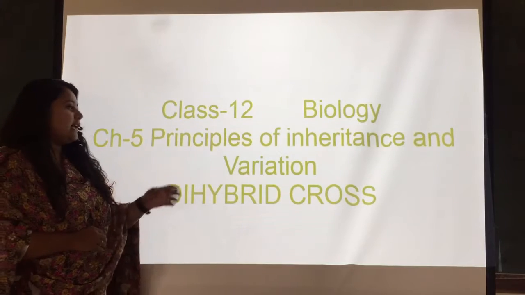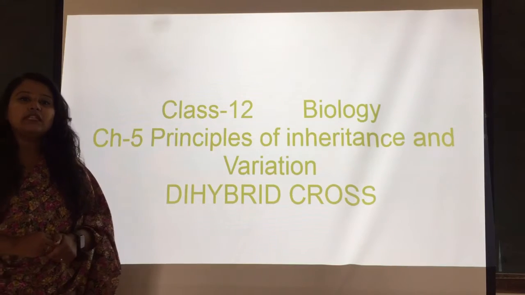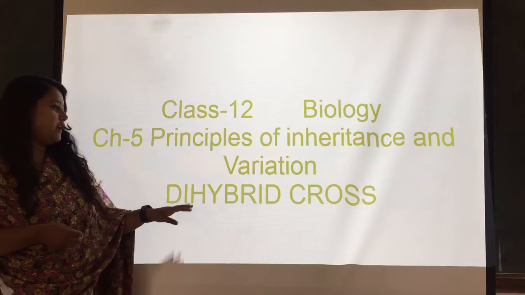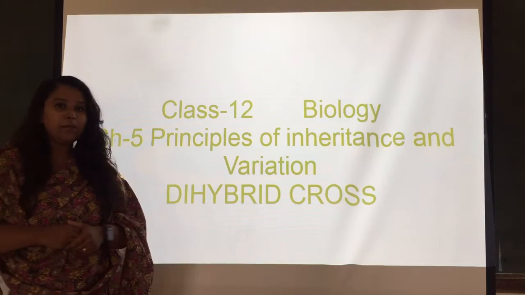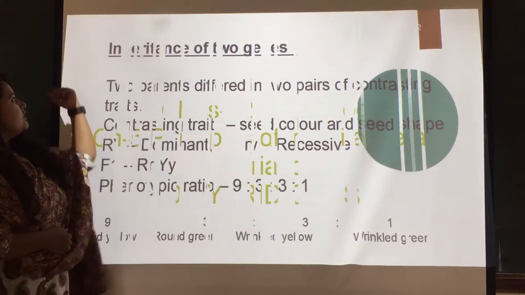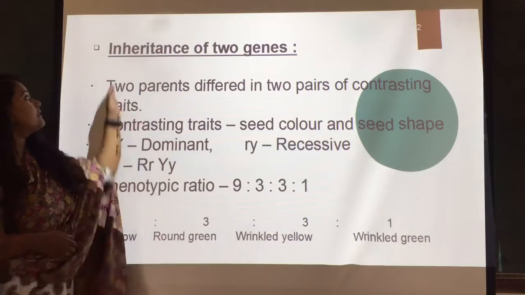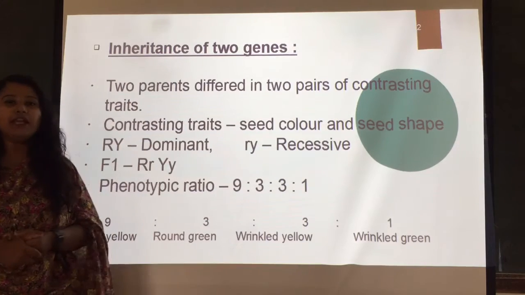of inheritance and variation. Today we are going to see the next topic of this chapter, and it is one of the important topics of this chapter, and that is dihybrid cross. Clear? Okay. So first, this dihybrid cross is also known as inheritance of two genes, right?